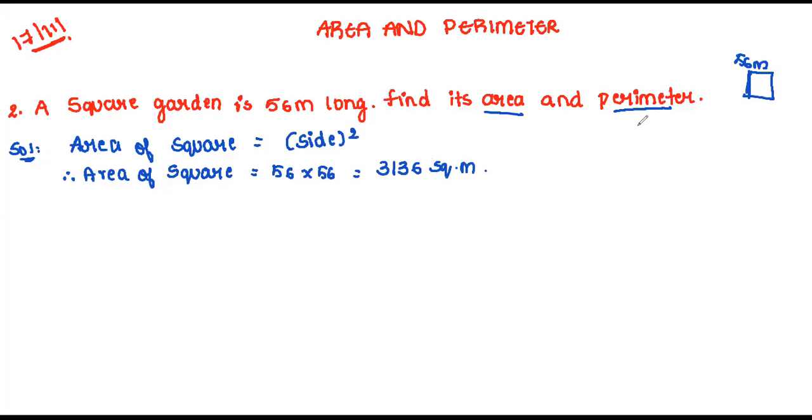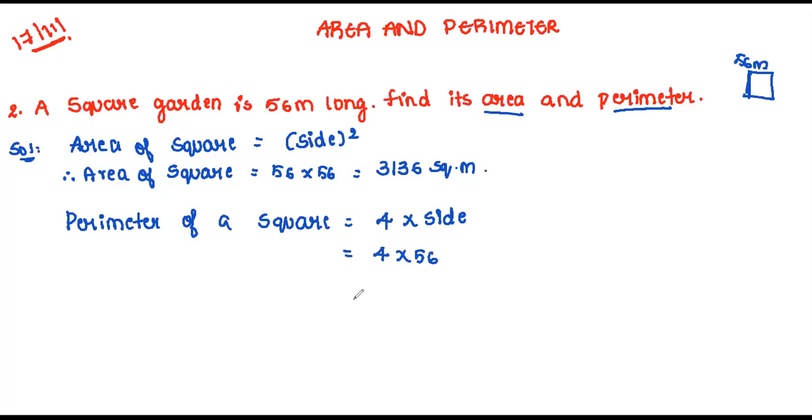Now the other thing they're asking is to find the perimeter of the square. To find the perimeter of the square, we have the formula: perimeter of a square is equal to 4 into side. The side, as given in the question, is 56, and 4 is the constant value. You can ask me, ma'am, why only 4? Why not other numbers? Since the square has 4 sides, I'll name the sides.